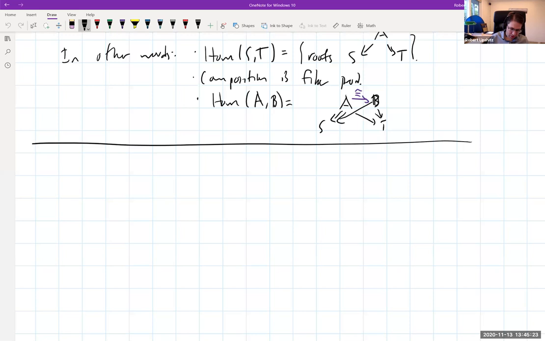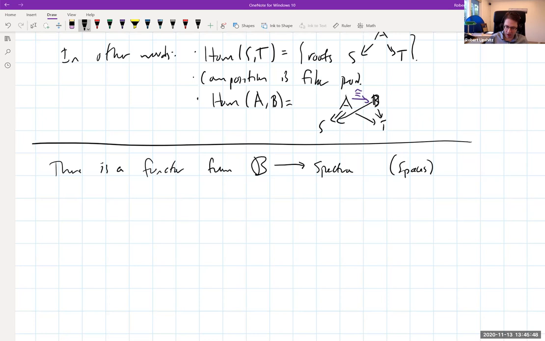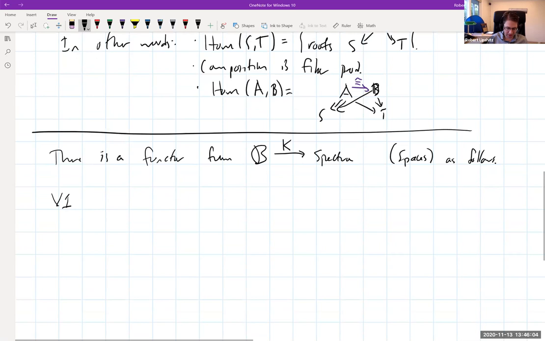There is a functor from, I don't know if I introduced the notation, I'm going to call the thing the Burnside category B, to spectra. Think spaces, I mean, think CW complexes, as follows. I'm going to call this functor K. This is version one of constructing the functor. Then I'll give you version two, which will be more detailed, and version three, which will be less detailed. You can take your choice.